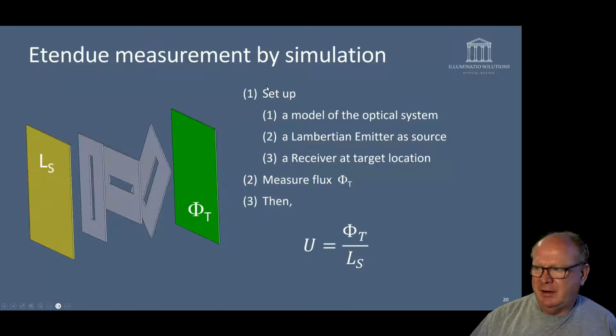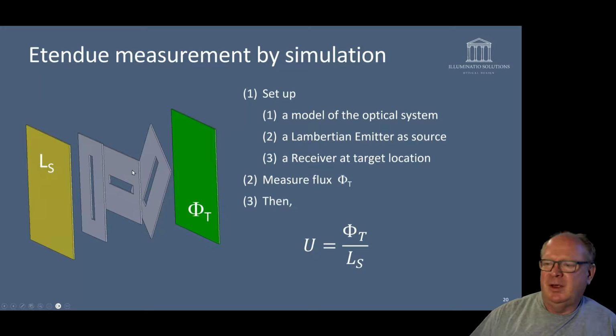And I set it up. Yeah, so I need, of course, a model of my optical system in Zemax or LightTools or whatever. I put here where the source location is a Lambertian emitter, and then I put a receiver on the target, let it run, and I measure the flux. And then, pretty easily, my system étendue is given by the ratio of target flux and source luminance. Very simple.